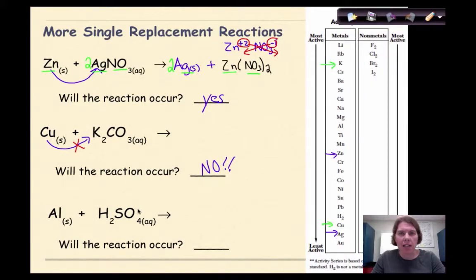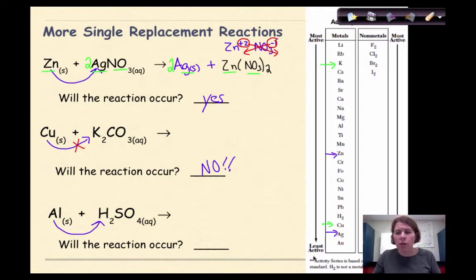Let's look at our last example here. I have solid aluminum being put in sulfuric acid, and I can say that this is sulfuric acid because it's H2SO4 in an aqueous solution. Can this happen? Can the aluminum come in and kick out the hydrogen? Now you may be like, wait, Dr. English, I thought you said that it's all metals over here and nonmetals over here, and hydrogen, the last time I looked, was not a metal.